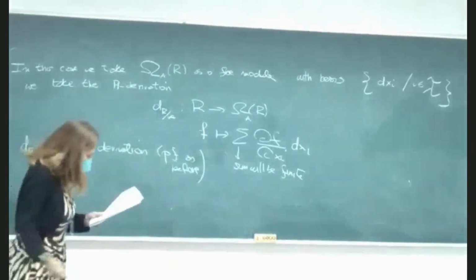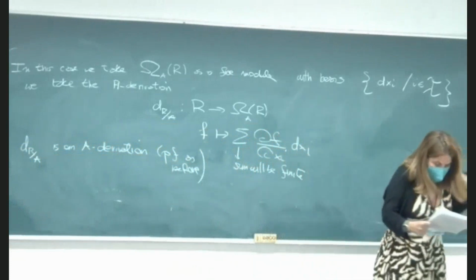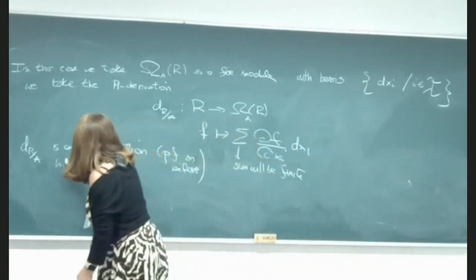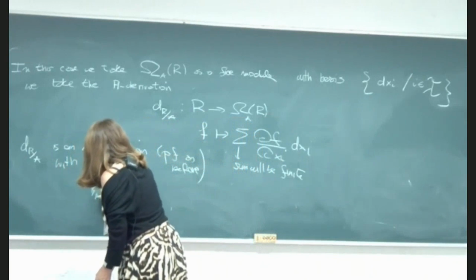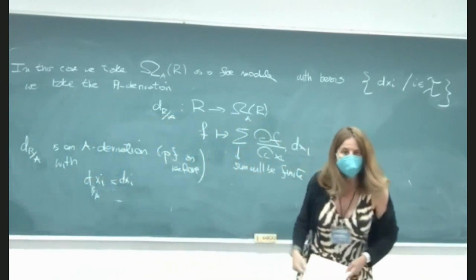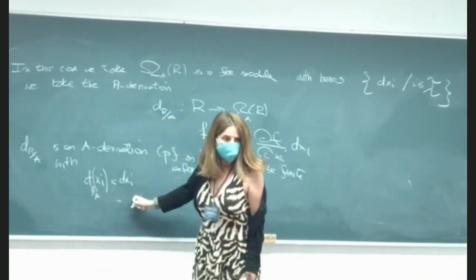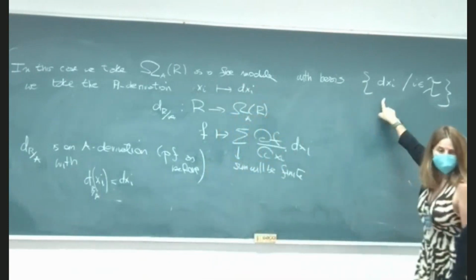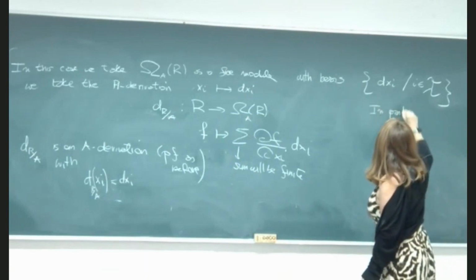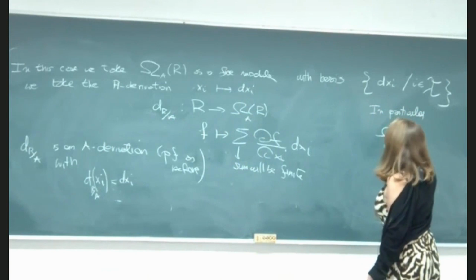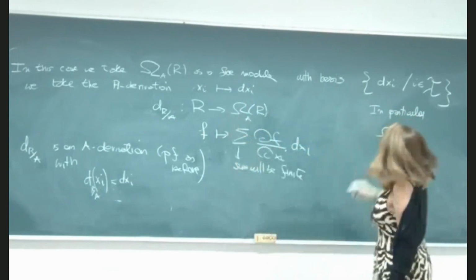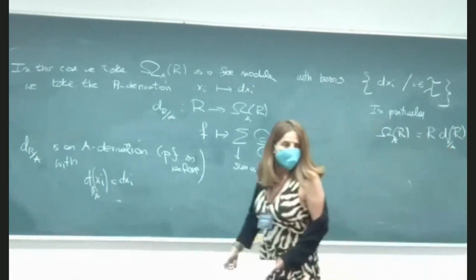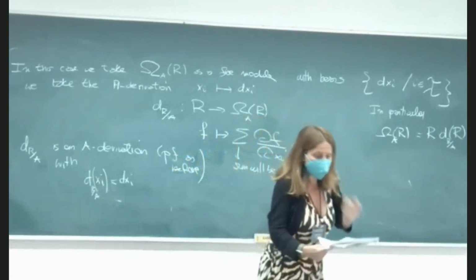It's very easy to show. And once you do that, not only is it a derivation, but how does it act on x_i? It gives us back our basis element. So the image of the variable is our basis element. In particular, this tells us that omega is generated by the image of R, because you just have to look at the dx_i. They give you the basis.